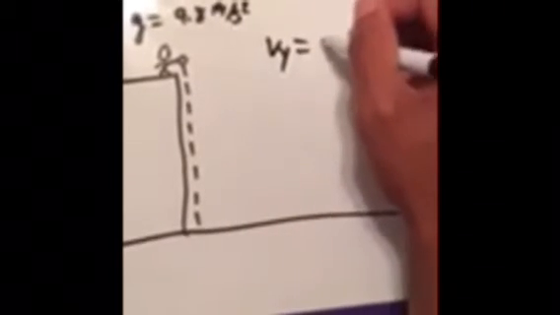So we'll plug everything in. We're not going to write 0 because it has no value, so we'll just write negative 9.8 meters per second squared times 1.41 seconds, and we got 13.82 meters per second, and it's negative, and that is the answer we got for the final velocity.